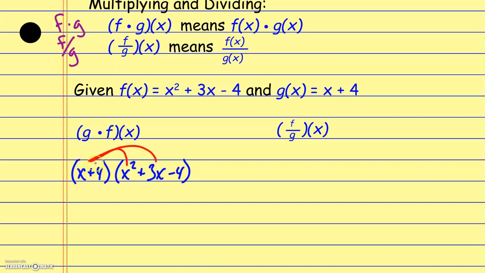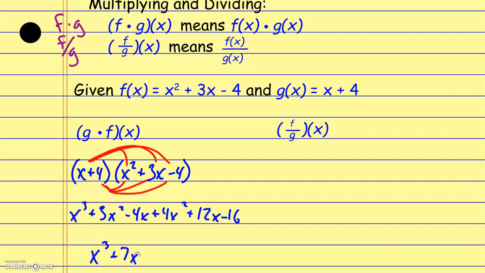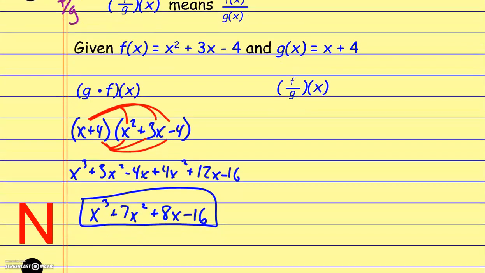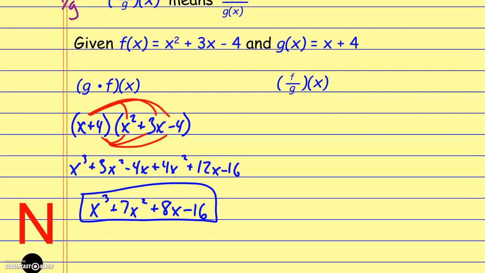I distribute the x. When I distribute that x, it gives me an x cubed plus 3x squared minus 4x. And now I distribute the next term. I distribute the 4. When I distribute the 4, that gives me a plus 4x squared, a plus 12x, and a minus 16. And now I combine like terms, leaves me with an x cubed plus 7x squared plus 8x minus 16. And that's it. Okay? So I'm just multiplying the two functions, and that's all there is to it.